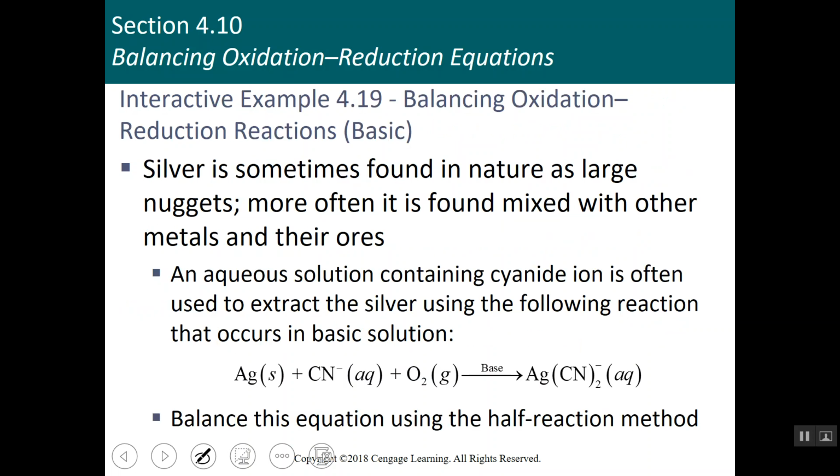We'll go ahead and skip that critical thinking. So silver is sometimes found in nature as large nuggets. More often it's found mixed with other metals and their ores. An aqueous solution containing cyanide ion is often used to extract the silver using the following reaction that occurs in basic solution.